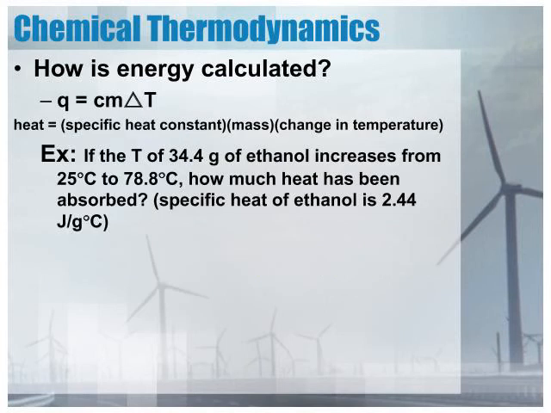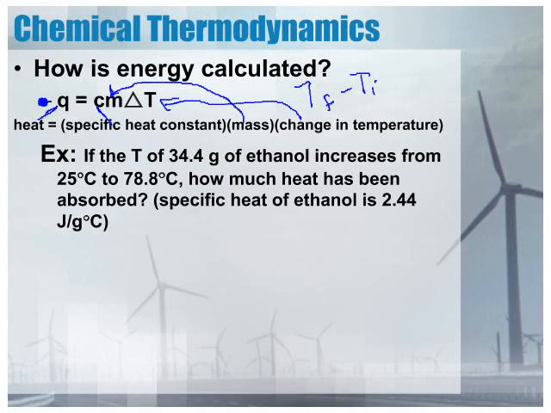Okay, another way that we do it is we use our Q equals MC delta T. This is just a bullet here. That's not a minus, that's a bullet. Q is your heat. Your C is your specific heat capacity. M is your mass. And delta T is your change in temperature, which is your final temperature minus your initial temperature.